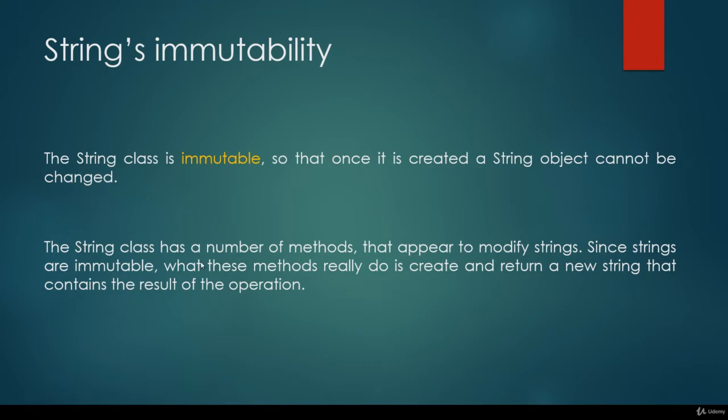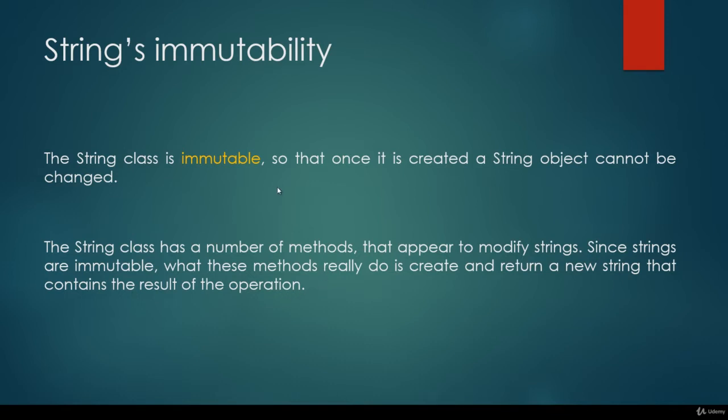So the string class has a number of methods, this is what we have been discussing in the previous lecture, that appear to modify strings. For example, the trim method, the substring method, the replace method. These methods are modifying the strings, but because the strings are immutable, what these methods really do is create and return a new string that contains the result of the operation.